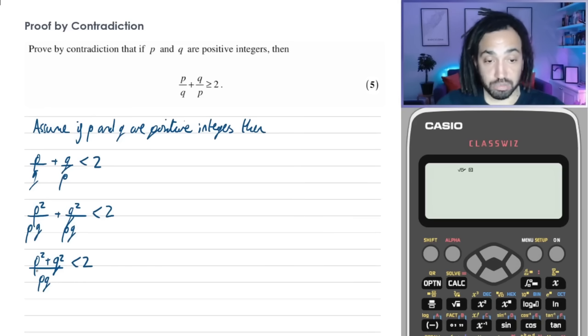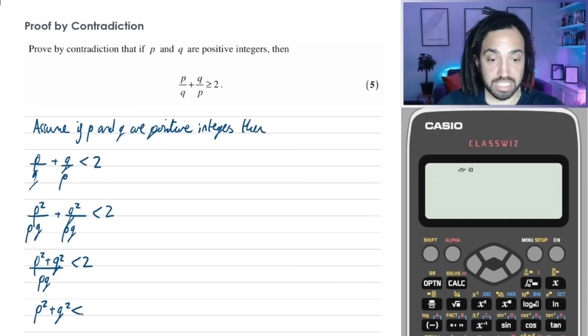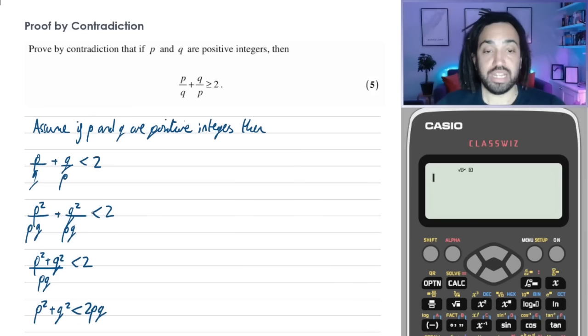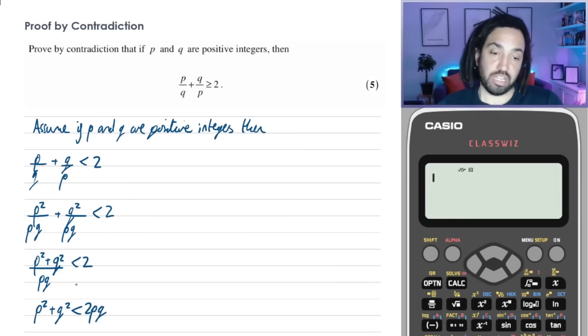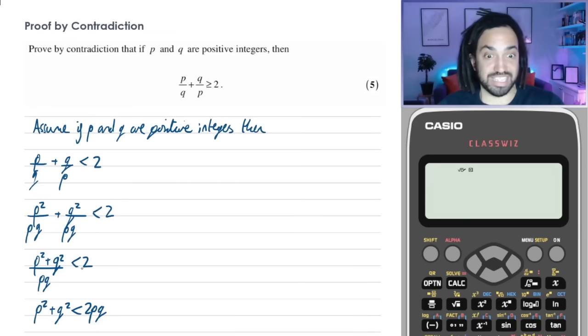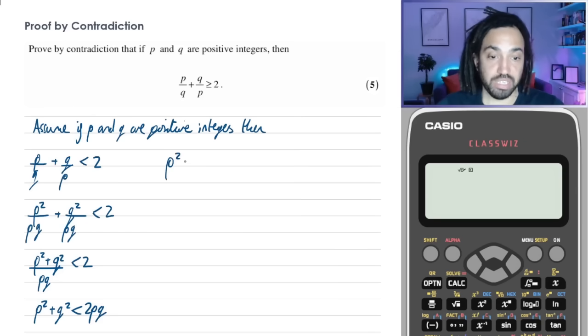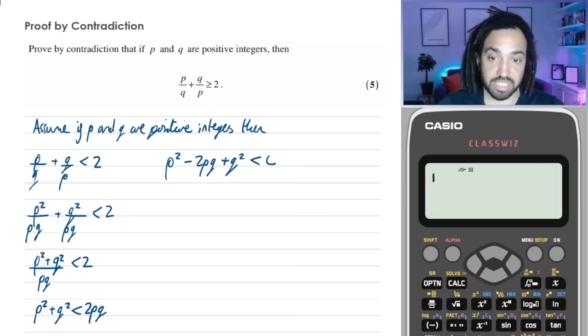Okay, so the next natural thing would be to multiply both sides by PQ to clear the denominator. So we get P squared plus Q squared is less than 2PQ. And then a lot of times when we have a proof question which has less than or greater than, it's a good idea to get it all onto one side so that we are looking at less than or greater than 0. So here we're going to have P squared, minus the 2PQ and then plus Q squared, and that needs to be less than 0.